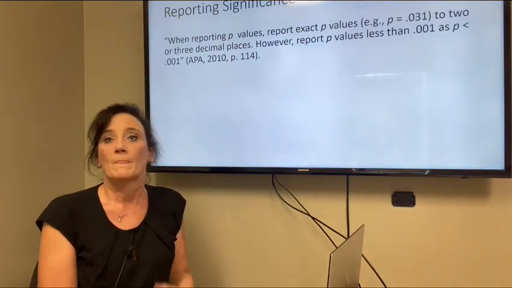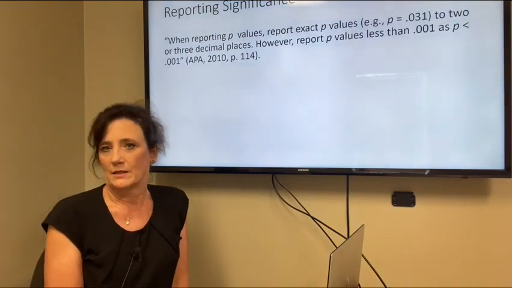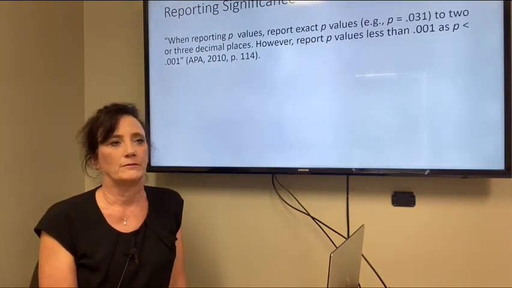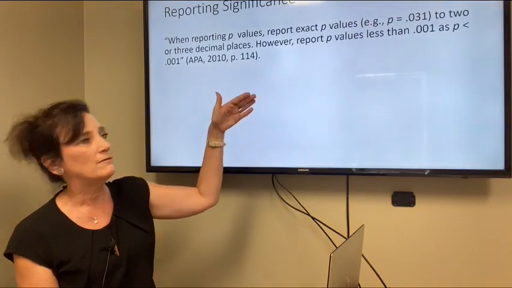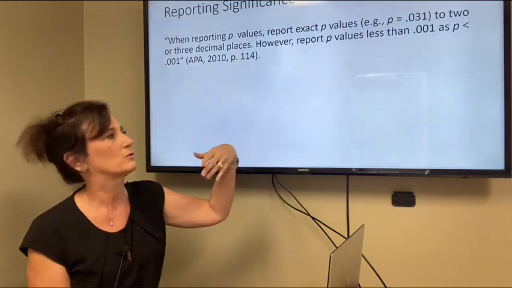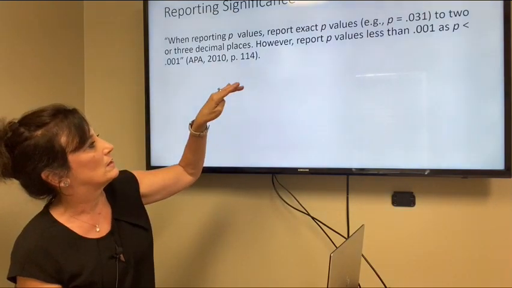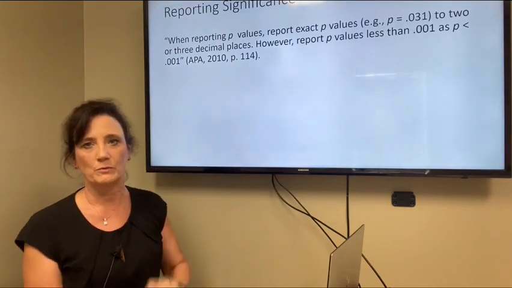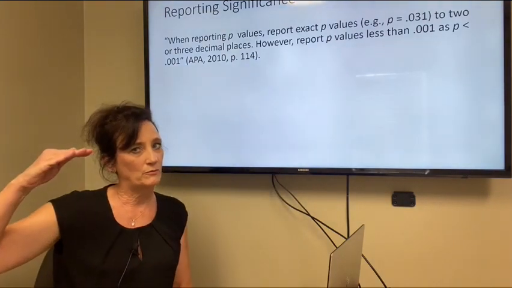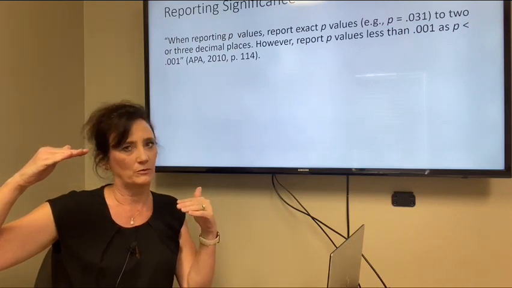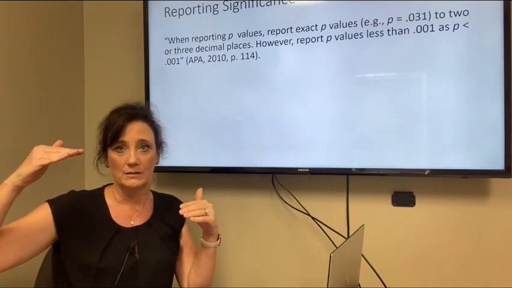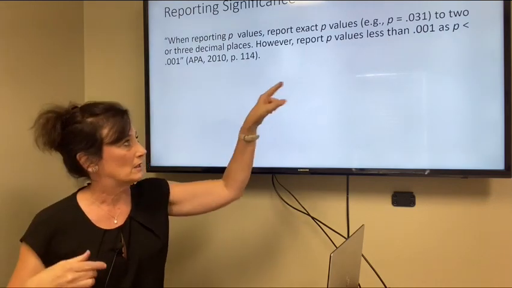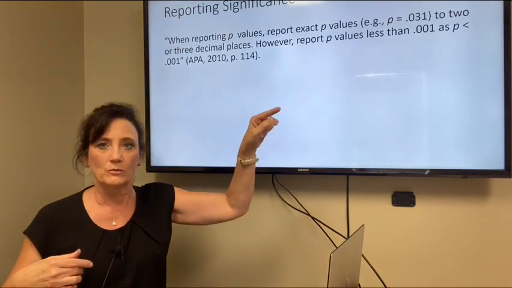So your alpha, let's say your alpha was set at 0.05. And then your p-value from your statistical test comes out at 0.031. Alpha was 0.05, your p-value is 0.031, you have a statistically significant test. And you write it, p equals 0.031.